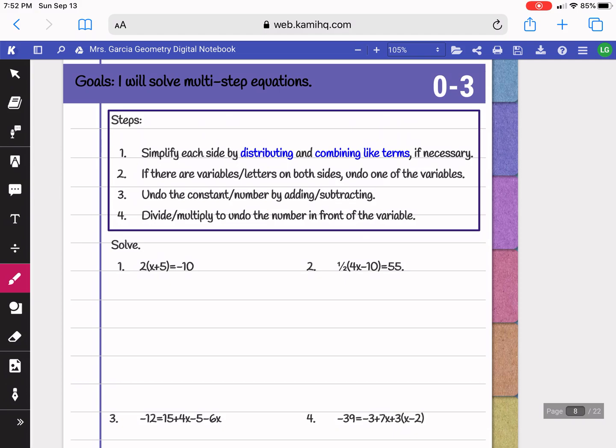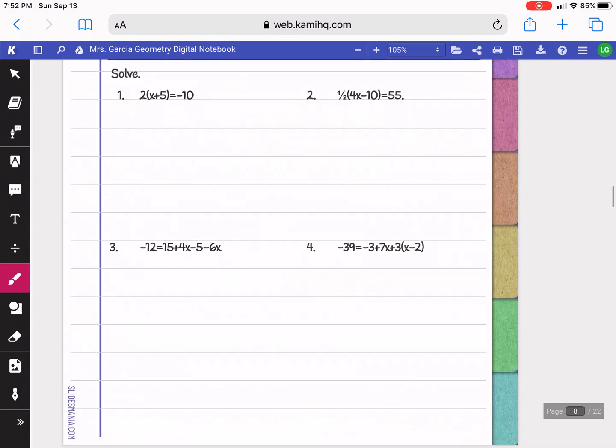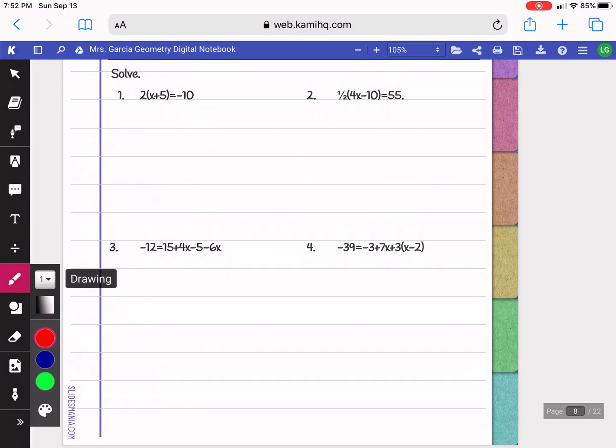So we're going to look at 4 problems together right now. These will only have a variable on one side, but they'll have multiple steps. So in example 1, since there's parentheses here, we want to start by simplifying. We're going to distribute the 2. So 2 times x is 2x, and 2 times 5 is 10.